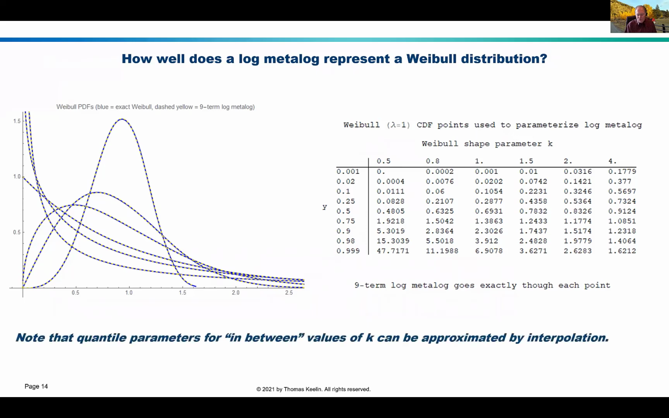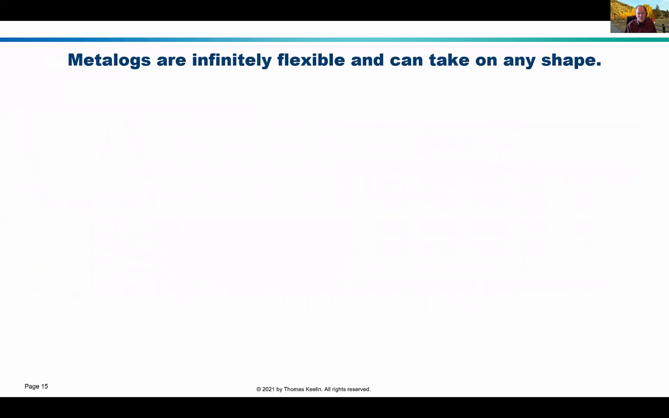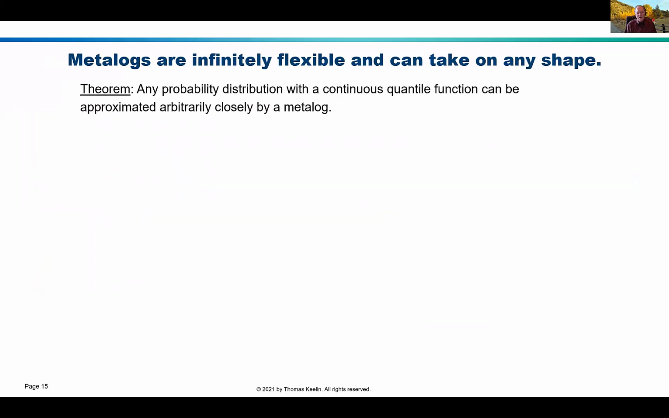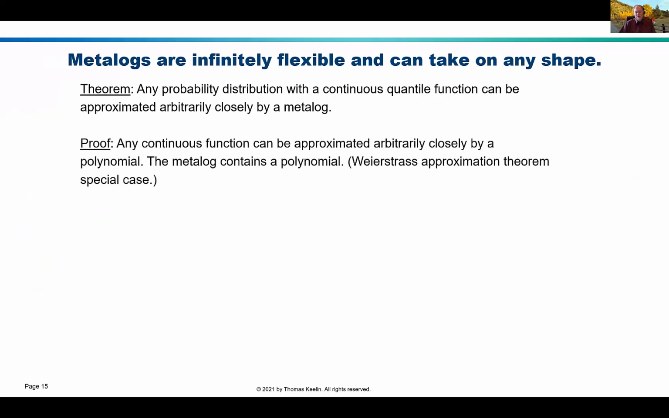So this is a special case of a far more general result, and that is that any probability distribution with a continuous quantile function can be approximated arbitrarily closely by a Metalog. What's the proof of that? Well, any continuous function can be approximated arbitrarily closely by a polynomial. That's the Weierstrass approximation theorem. The Metalog contains a polynomial, so if you set the non-polynomial terms to 0, you've got something that will approximate any quantile function arbitrarily closely.